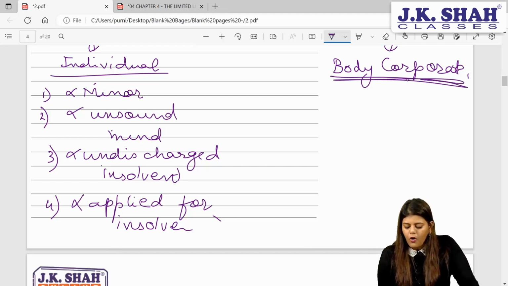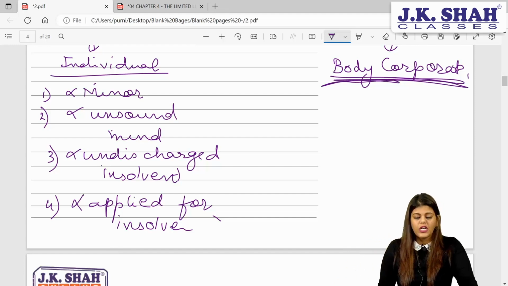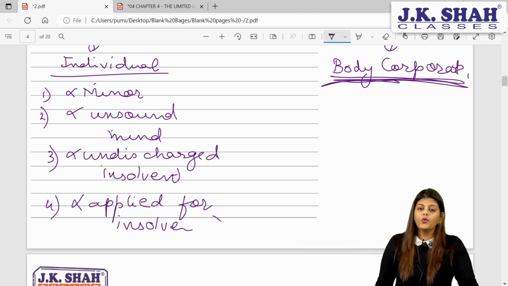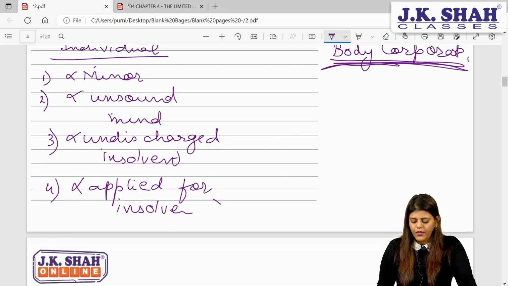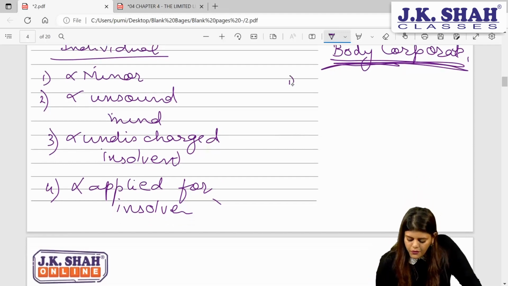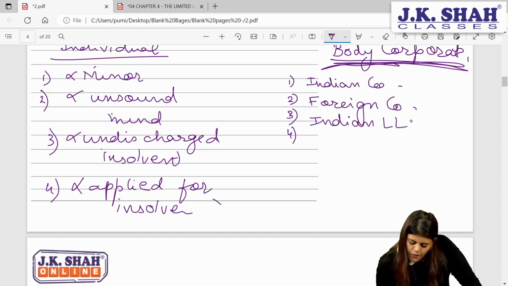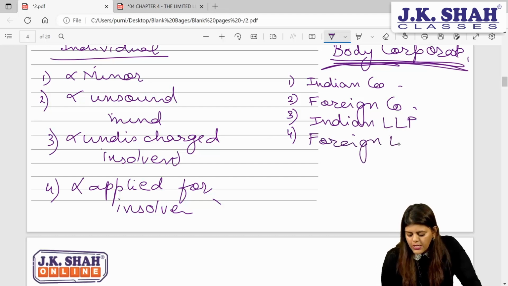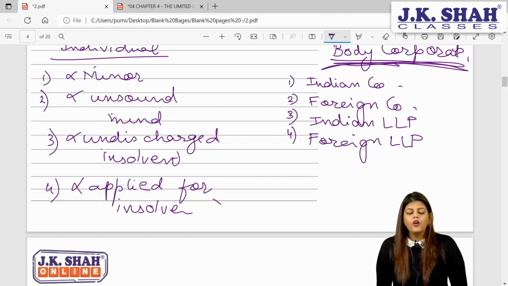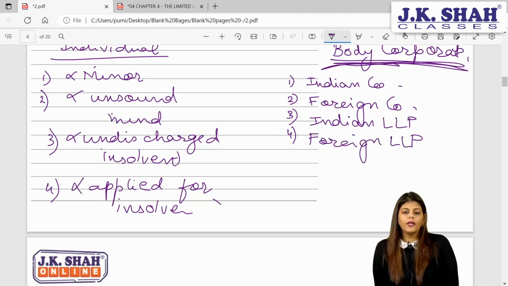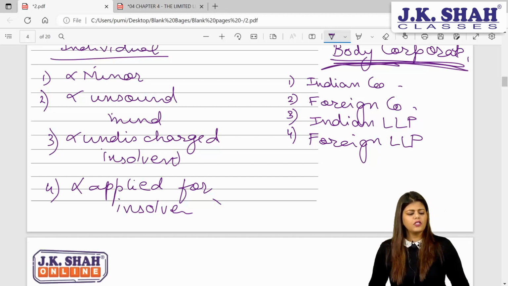Now body corporate, this term keeps coming. There is a complicated definition given in your module at least. I am going to simplify it for you. So who is a body corporate? 4 persons: Indian company, foreign company, Indian LLP, foreign LLP. You know the definition of foreign company, the same is the definition of foreign LLP. A foreign LLP is an LLP which is incorporated outside India but has a place of business in India.